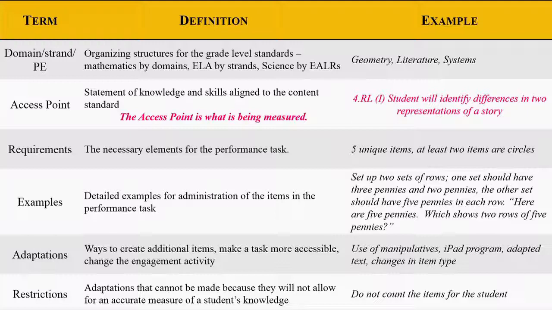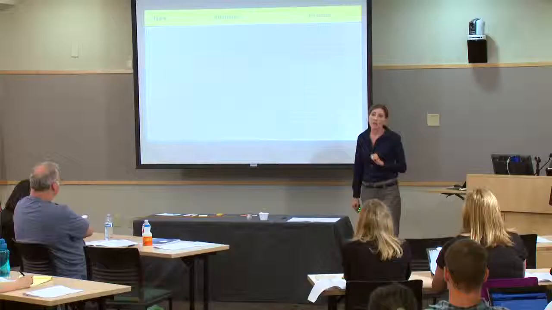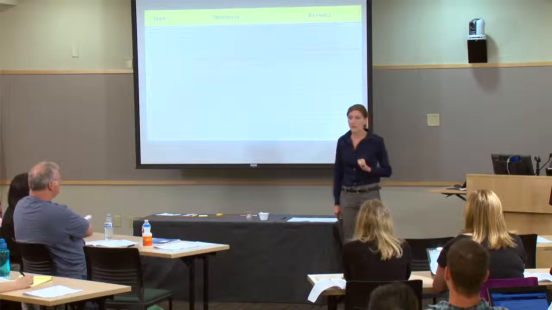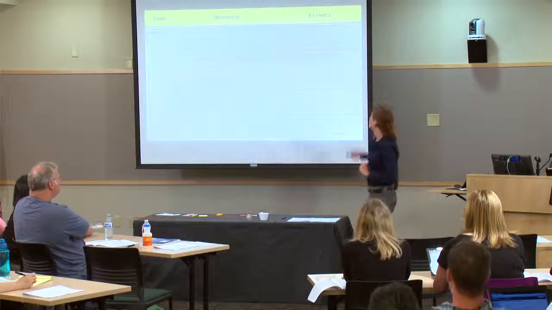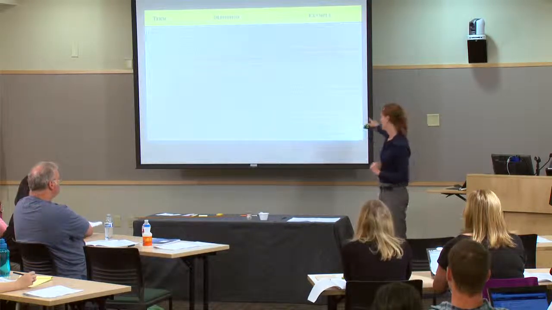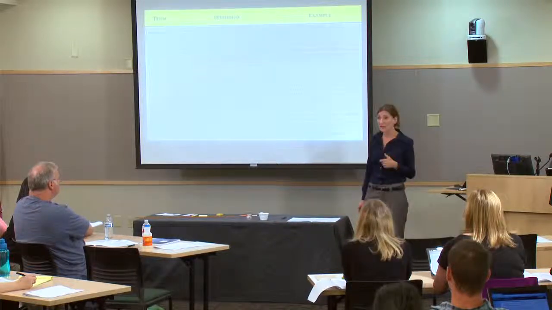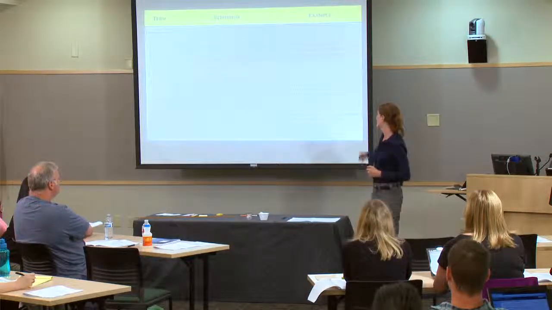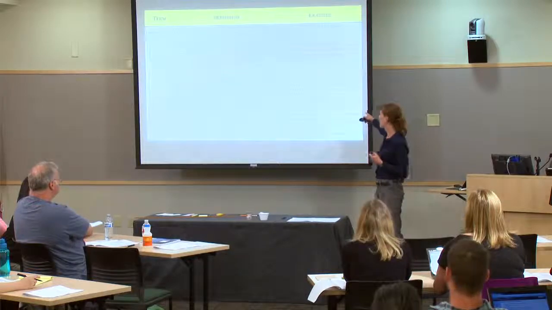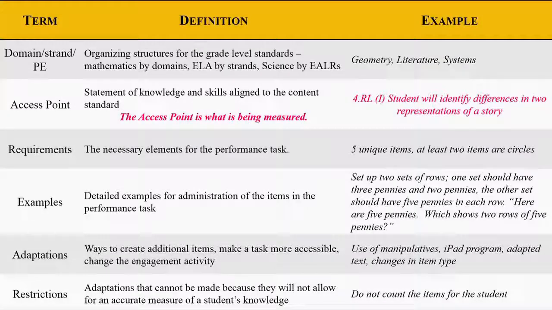Examples are detailed examples. So for example, setting up 2 sets of rows, one has 3 pennies and 2 pennies. One should have 5 pennies. If pennies are a bad idea, I've used pennies once, it was a bad idea. Don't use them. I also used marshmallows once. We ate the manipulatives. It was a bad idea. So figure out what works best. Adaptations are how we create additional items, and I'll show you what that looks like in a moment. How we make a task more accessible, and how we change the engagement activity.